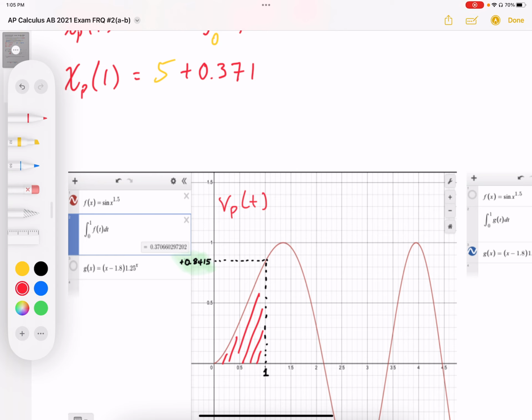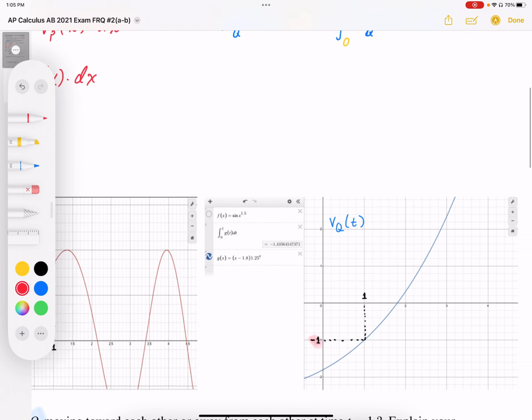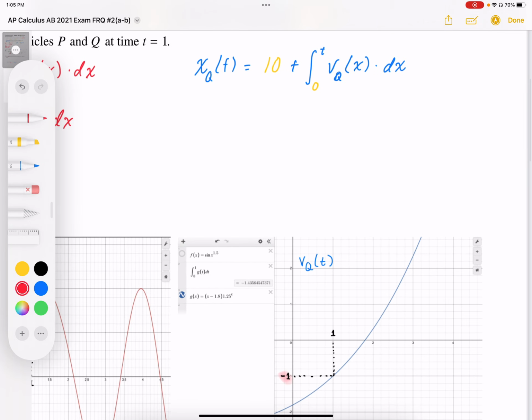So I'm going to go forwards 0.371. I'm going to start at 5. So my position at t equals 1 is going to be 5.371 in the positive direction. Okay, so that represents the position of particle P. So then I could do the same for particle Q.